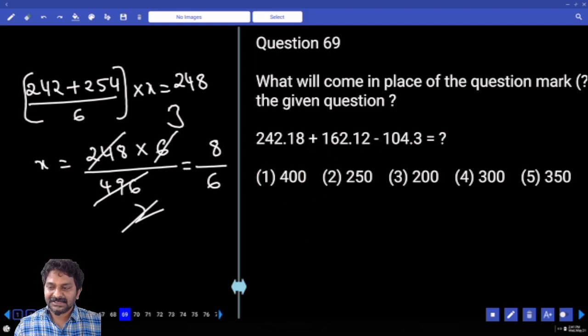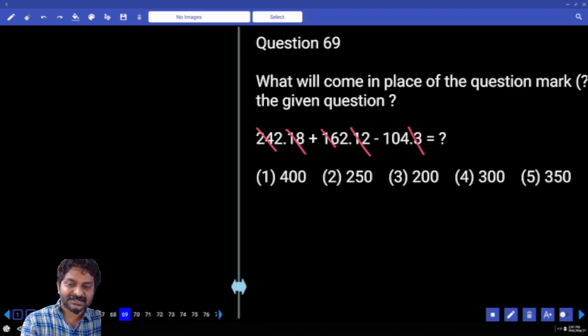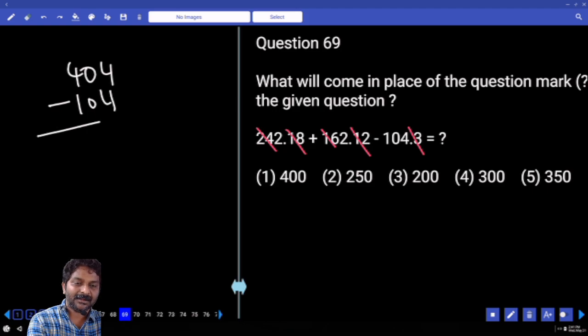So number after decimal, if you observe it, 0.18, 0.12, 0.3 gets cancelled. 240, 160. 400 and 4. From that 104 is subtracted. Answer.